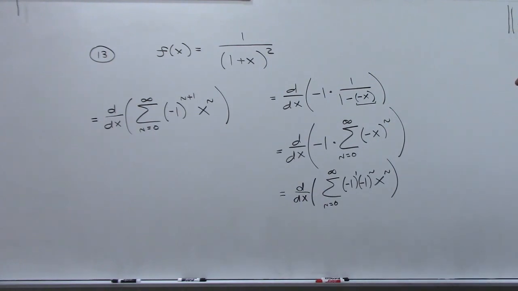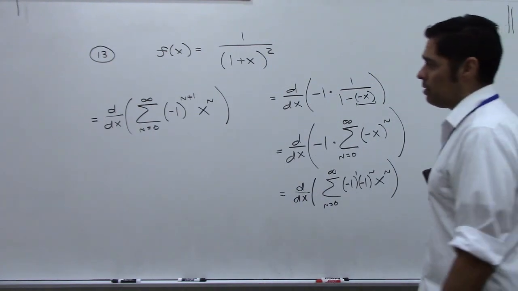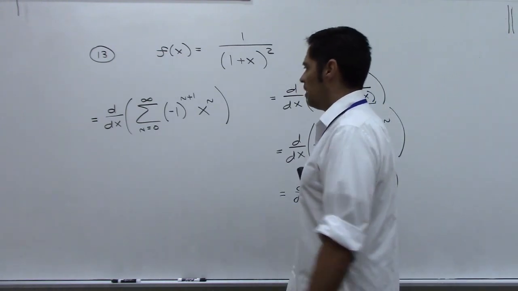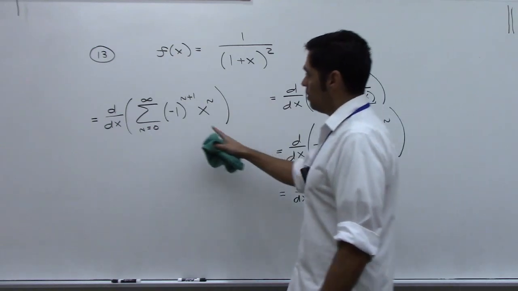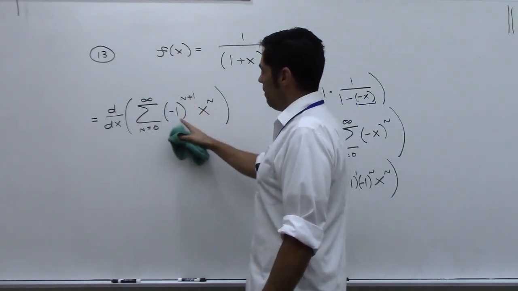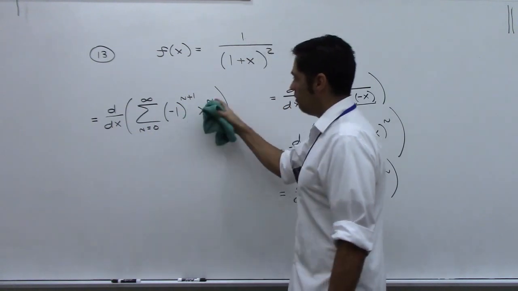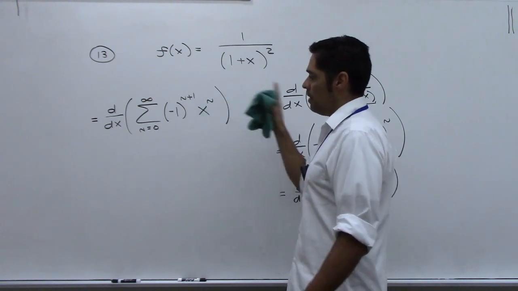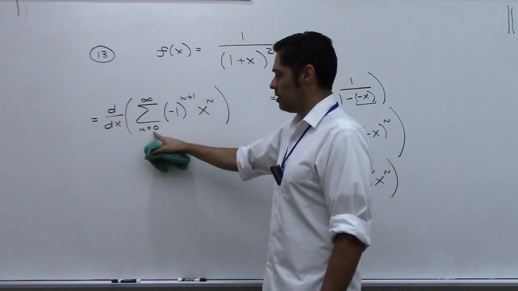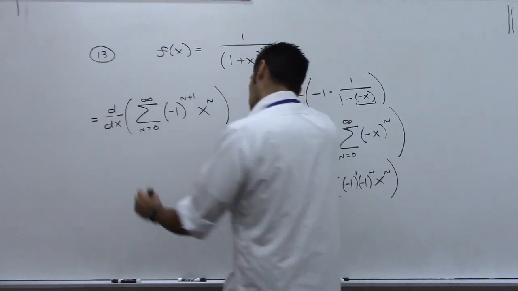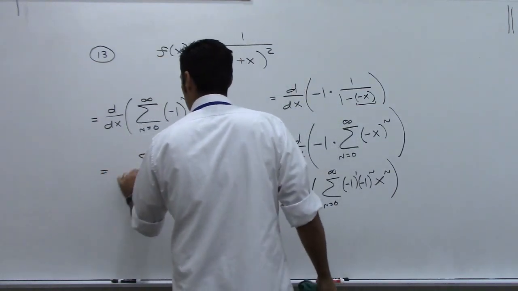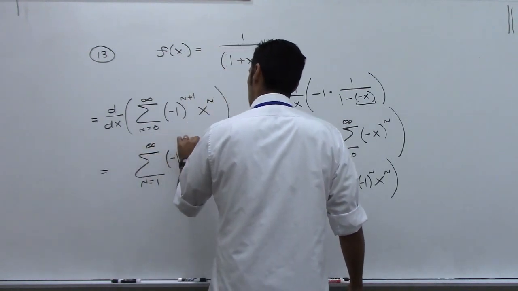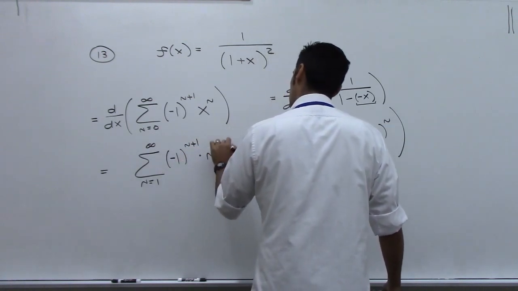So at this point, using what we learned about differentiation of power series, I'm basically going to be using the power rule here. I'm going to treat this as a constant, bring out the n as a power, and then reduce the power by 1. Also remember, because we're differentiating, the index is going to shift from n equals 0 to n equals 1. So taking the derivative now, we get the sum from n equals 1 to infinity of negative 1 to the n plus 1 times n x to the n minus 1.